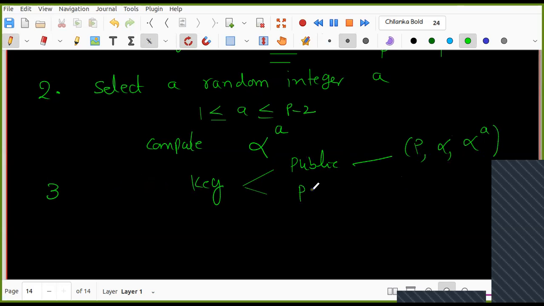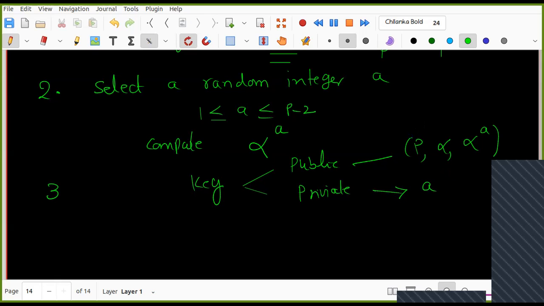Yes. What is alpha? Generator. Alpha is a generator for the group Z_P star, and alpha power A is also public. Okay. Now what is private? Private is only one thing, that is A. Okay, only A is private.